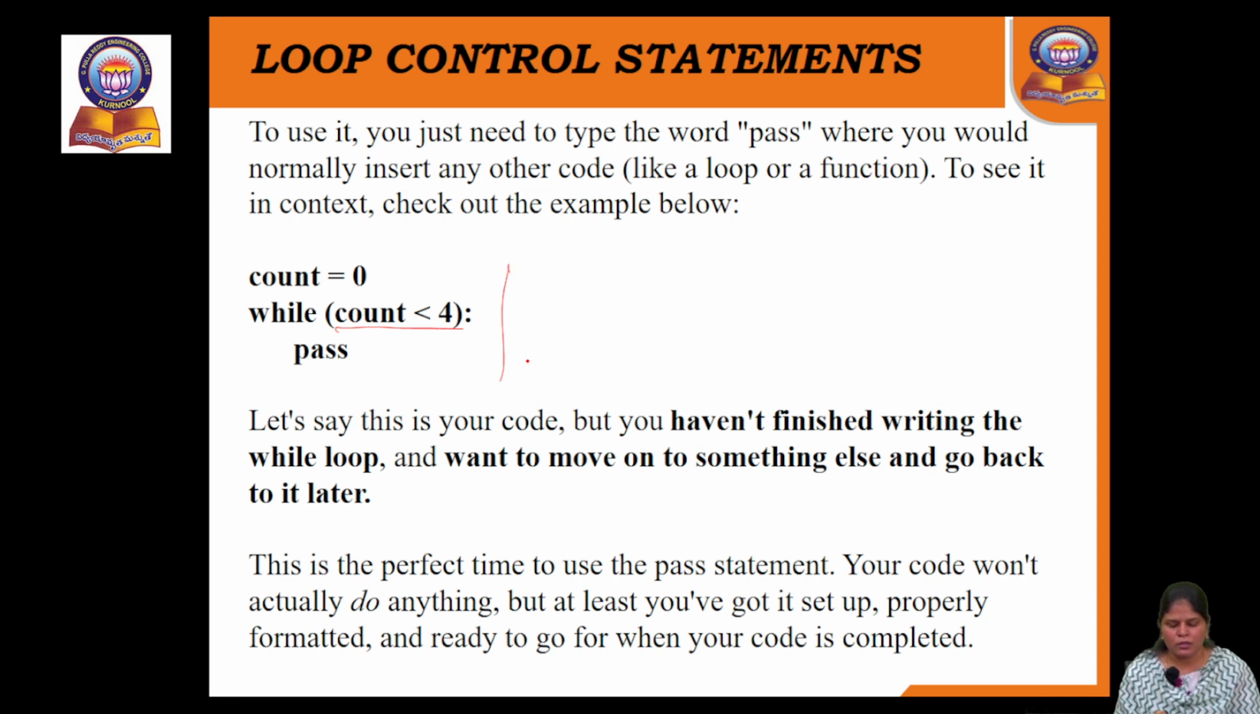If you run this code and there are any errors, it will show the error. If there are no errors, it just waits for your code. The interpreter won't display any error or give any warning. It will wait until you write the code. In the future, just remove this pass keyword and you can write whatever code you want. To use it, you just need to type the word pass where you would normally insert any code. To see it in context, this is an example.